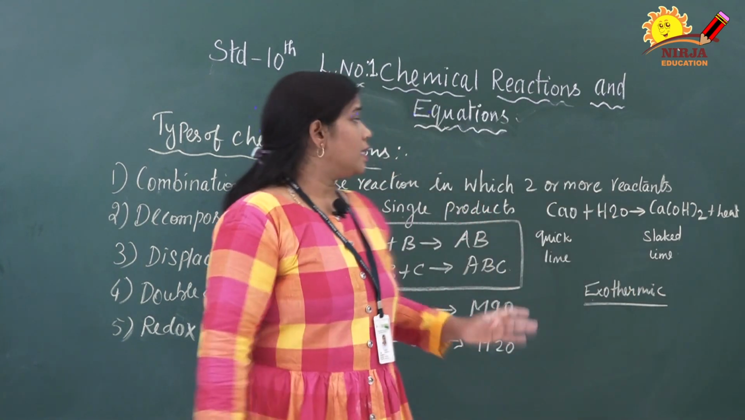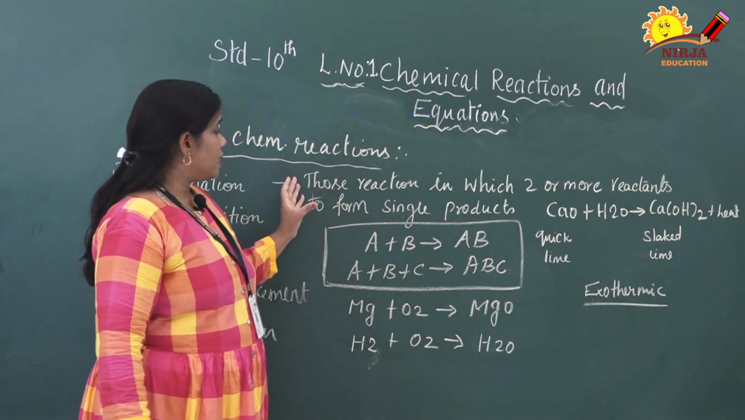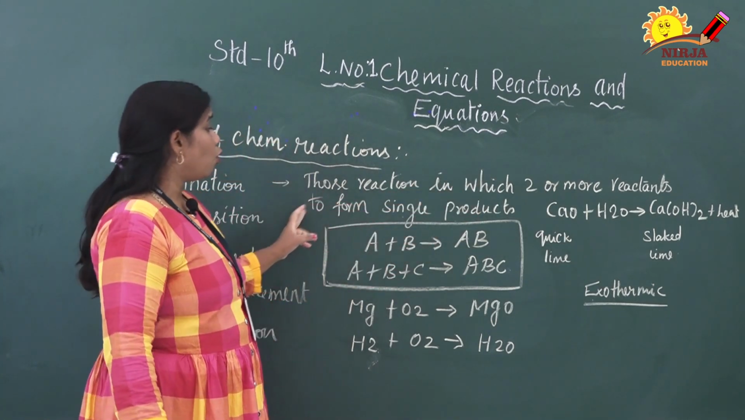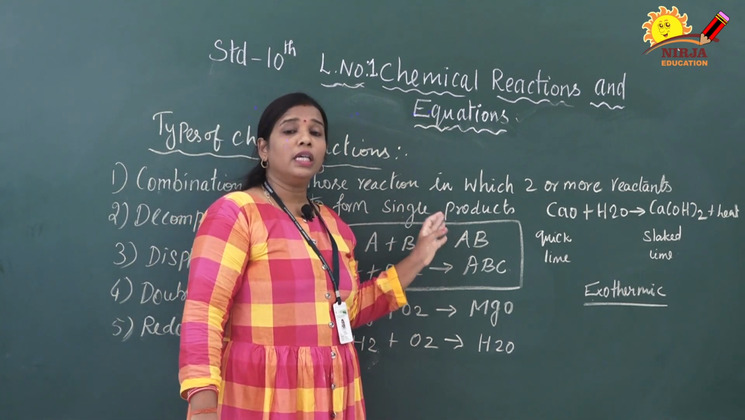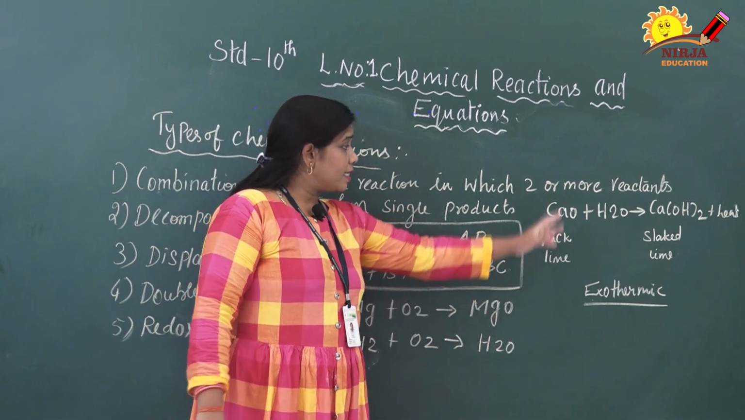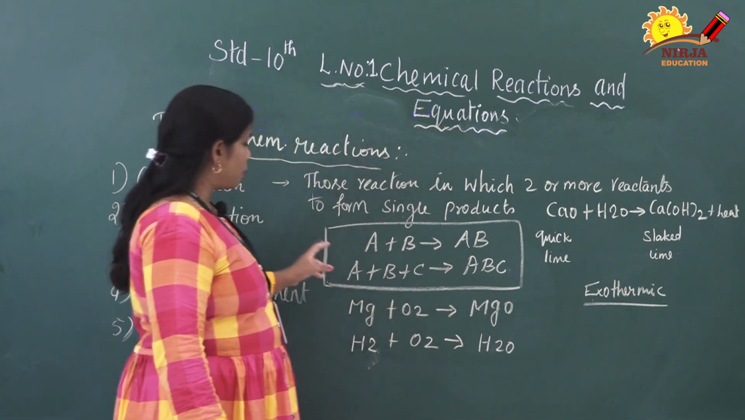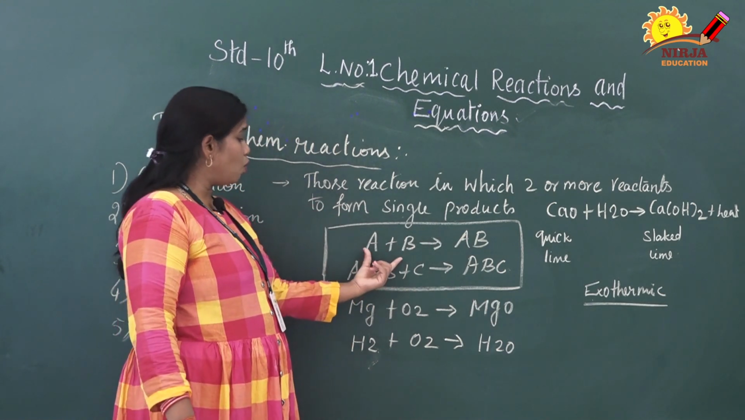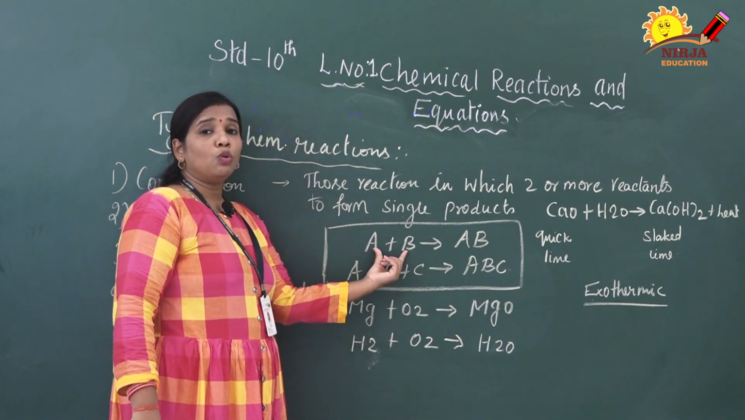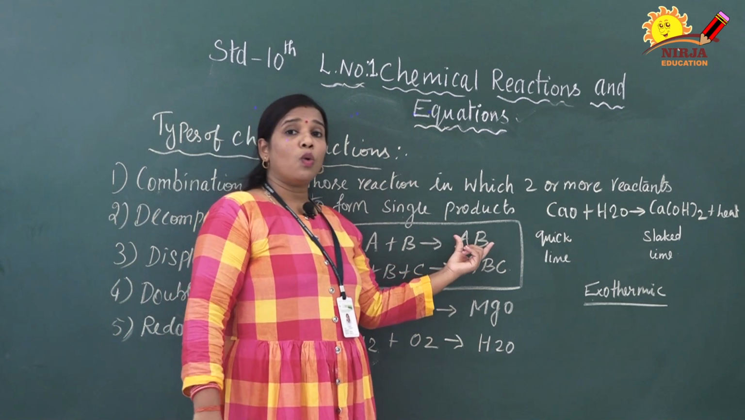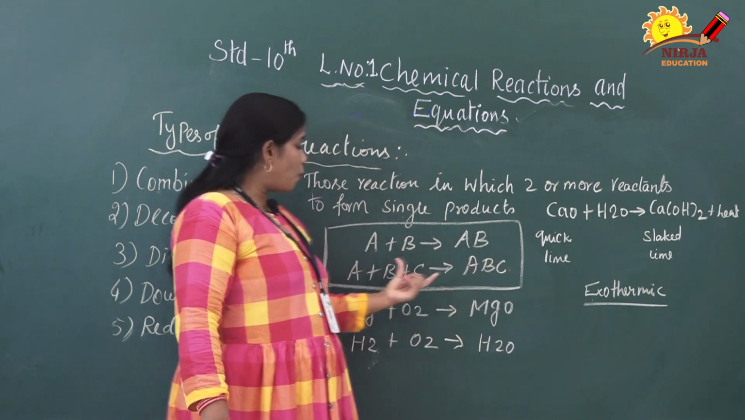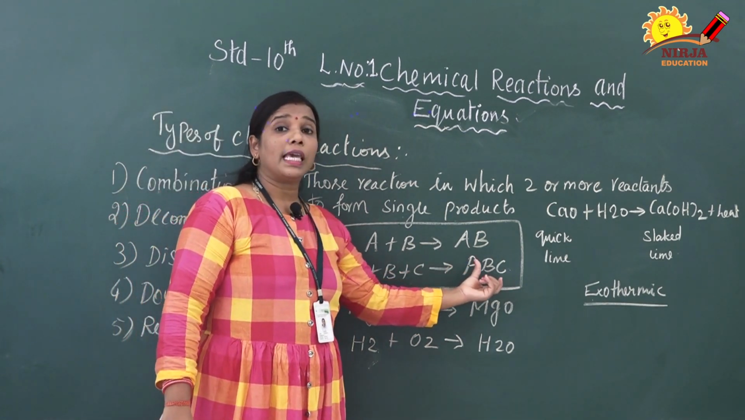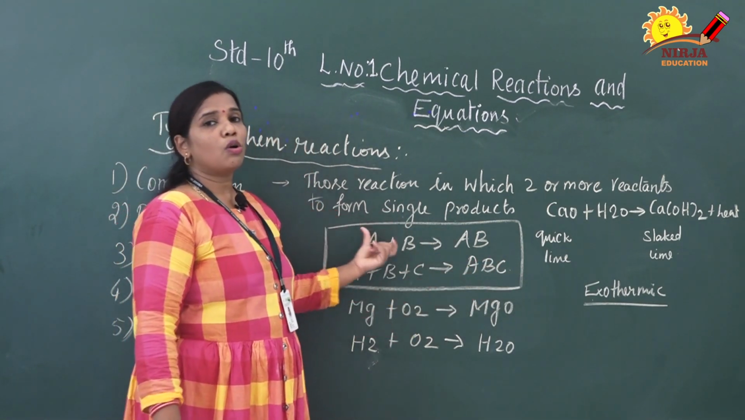Next, what is a combination reaction? This is the definition: the reaction in which 2 or more reactants form a single product is called a combination reaction. These examples are given in your textbook, so I am explaining the same ones. Here I am giving A plus B gives AB. A and B are the reactants, but we get only one single product, AB. If you take 3 different reactants, A plus B plus C, we get the product ABC. So this is called a combination.